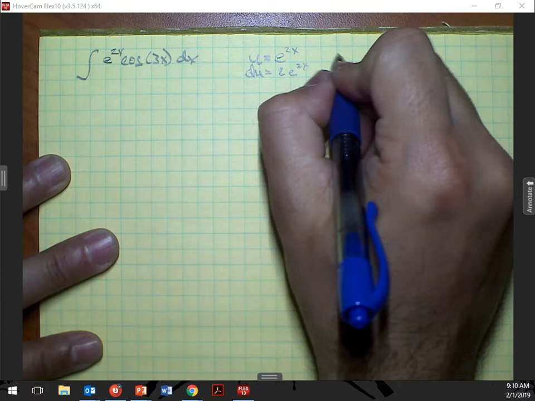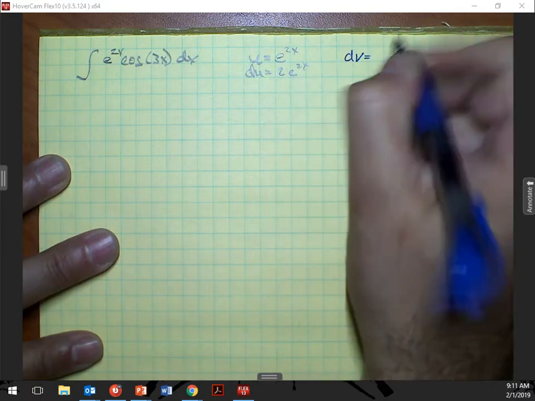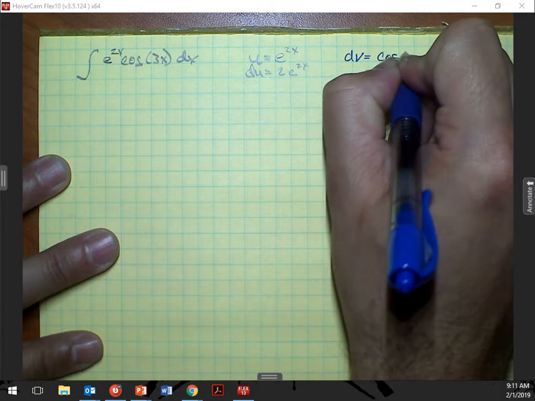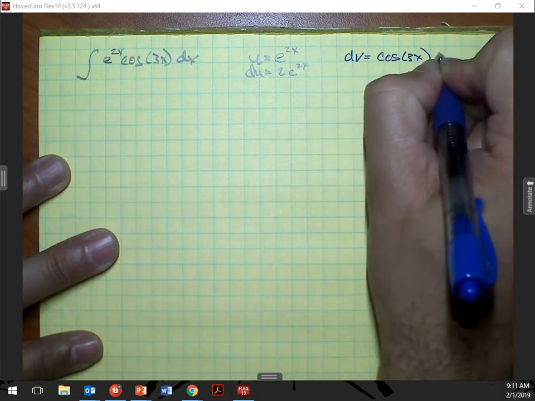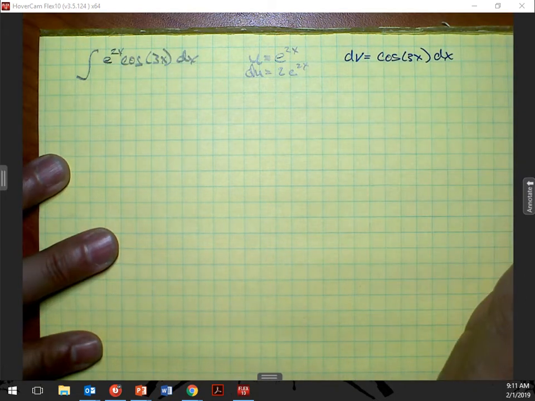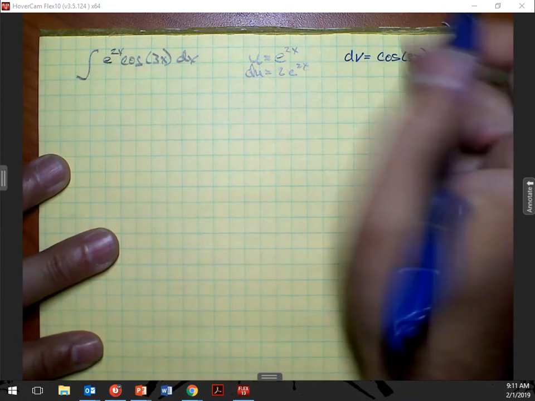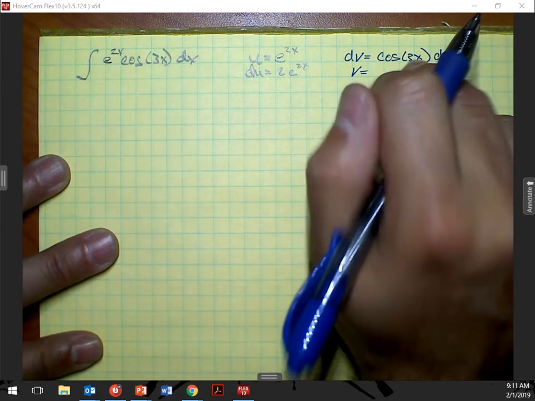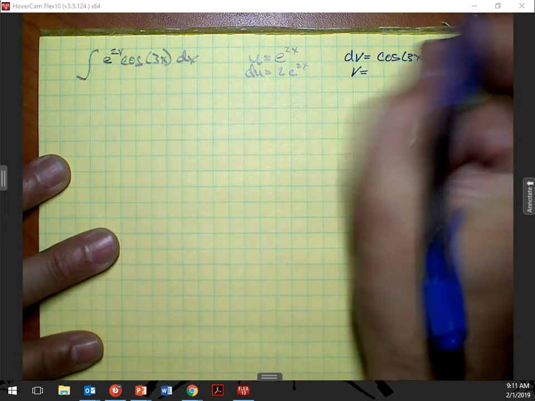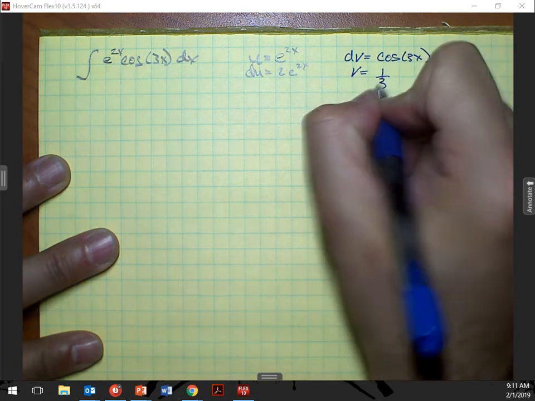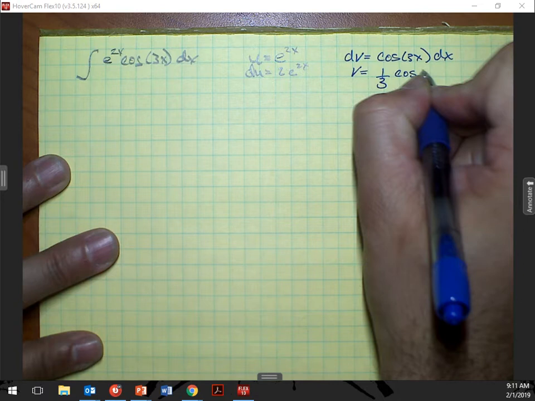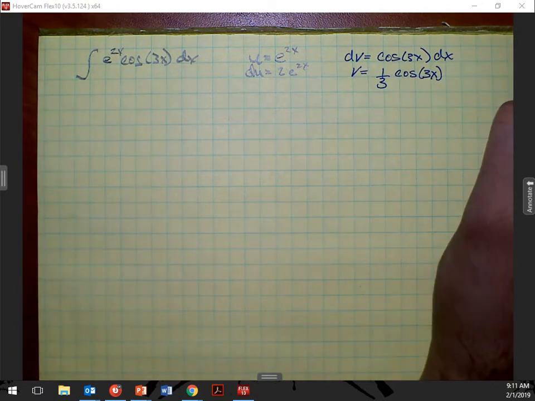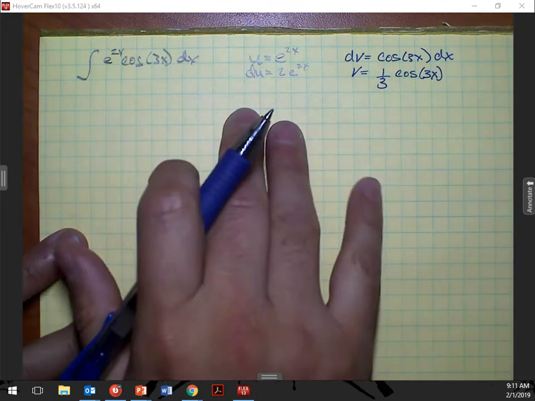All right, my dv is going to be cosine of 3x dx. So we're integrating this piece right here. So v equals, now remember from yesterday, it's like a u sub again for this little piece. So it comes out to 1/3 cosine of 3x. Now I'm going to plug it in, so I'm going to have my uv.